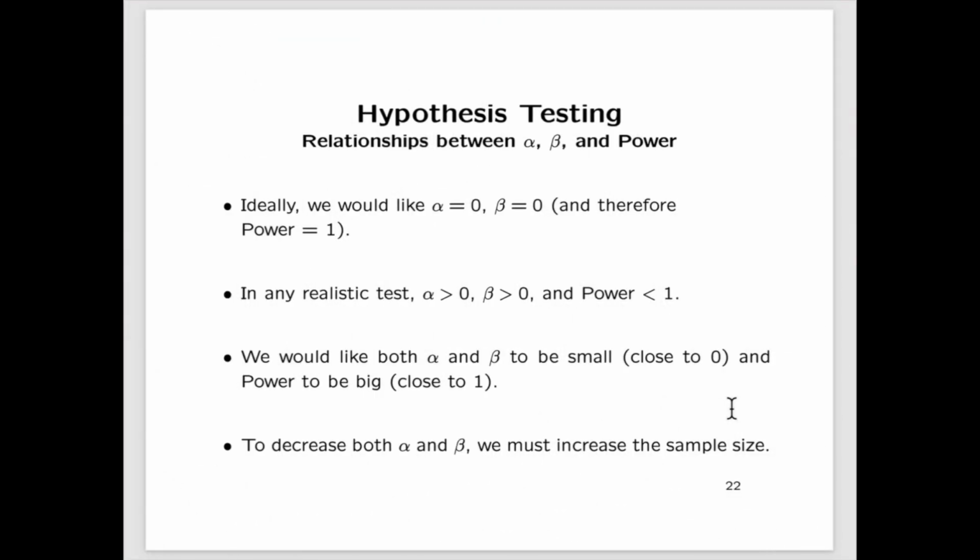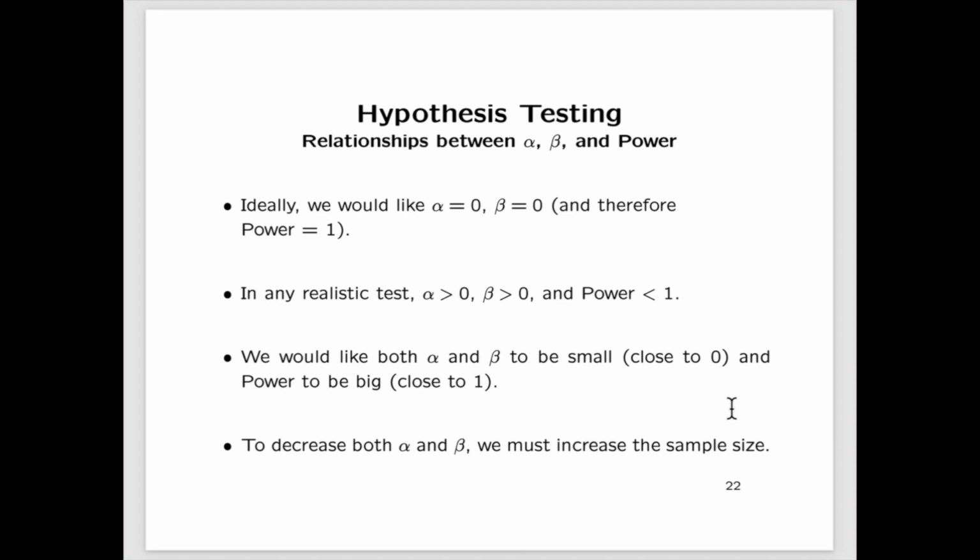Now, ideally, we would like alpha and beta to be 0. Remember, alpha is the probability of a type 1 error. Beta is the probability of a type 2 error. And ideally, we would like both types of errors to not occur at all. We would like there to be no chance for those two types of errors. That would mean that alpha and beta are 0. And if beta is 0, then that implies that power would be 1.